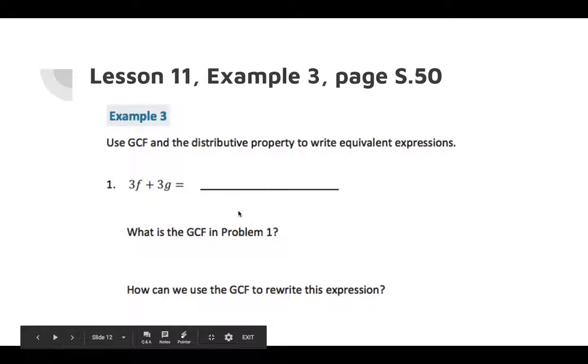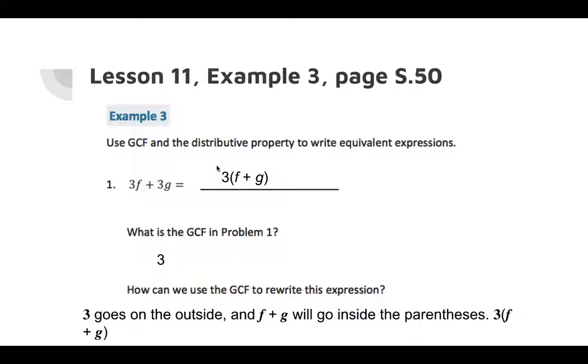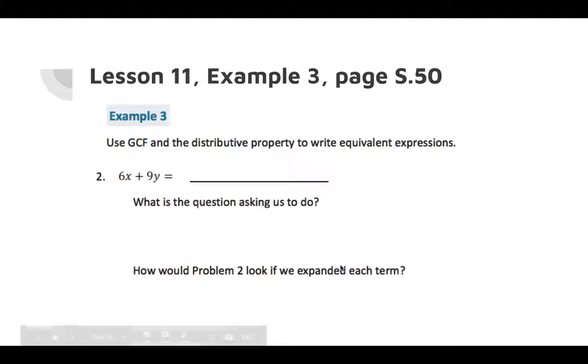What is the greatest common factor in problem 1? Remember, we had this 3 times the sum of F plus G. And you were told that the greatest common factor is this number out here. So the answer is 3. How can we use the greatest common factor to rewrite this expression? Think about it. So the 3 goes on the outside and F plus G will go inside the parentheses. So 3 times F plus G. You already wrote that, right?